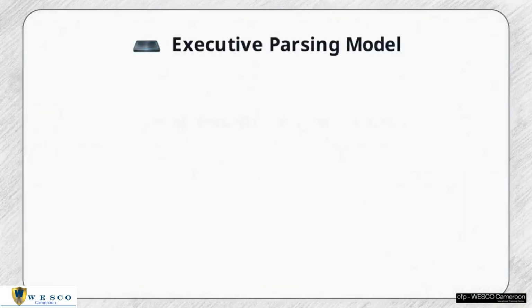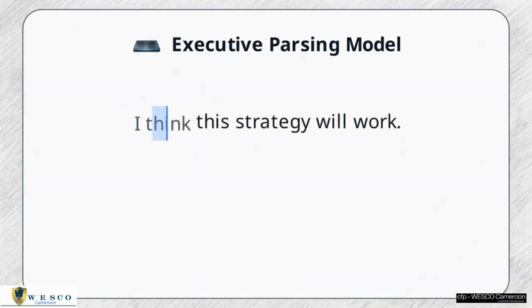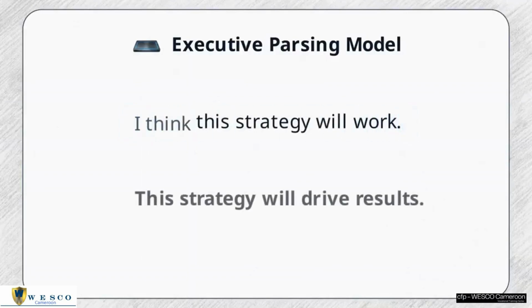Look at this parsing model. On top, the hesitating structure softens the impact of the message. Below it, the declarative structure strips away the hesitation. The difference in how the room perceives you is immediate. One sounds like a guess, the other sounds like a directive.